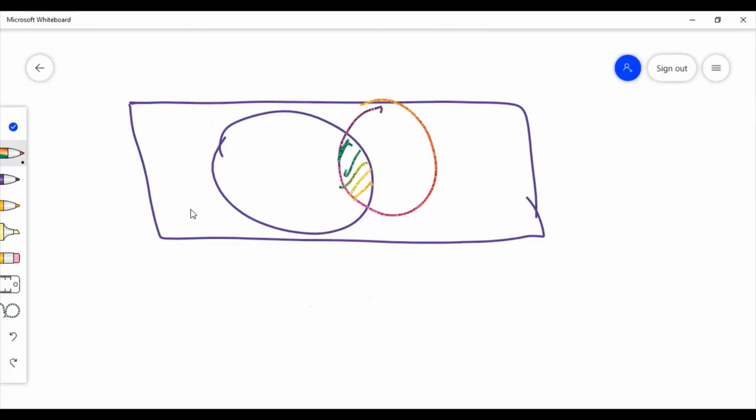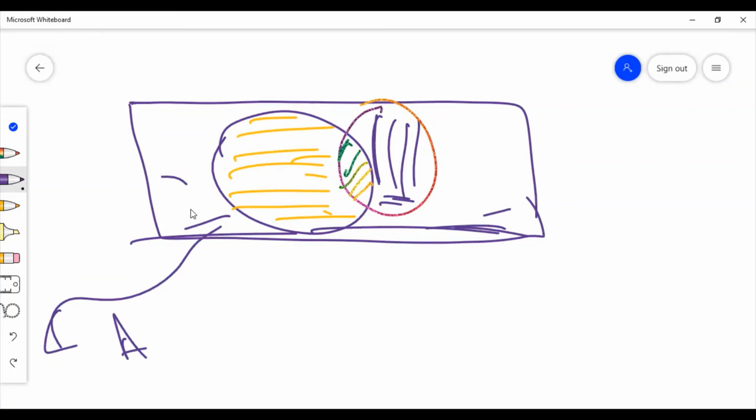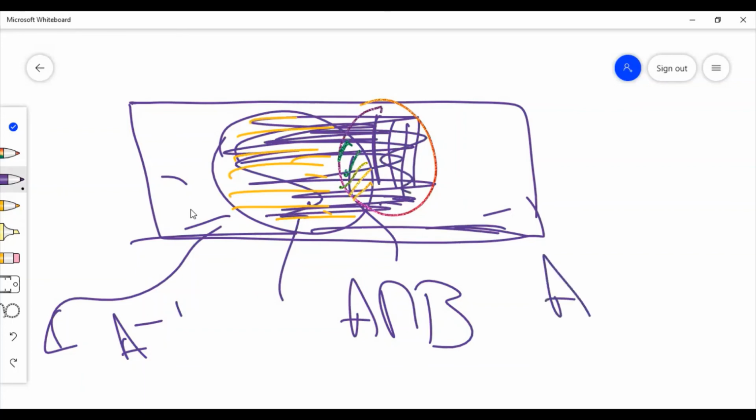So if you are asked to find something, you will have to just rematch or recolor the things in this way, or any shaded area, and then you can use the other things just to draw the other areas. Then you will have to make the lines and put the arrows: this is the A complement, this portion is A intersection B, and if you are coloring for the union, you can say this is A union B, that is the whole area.